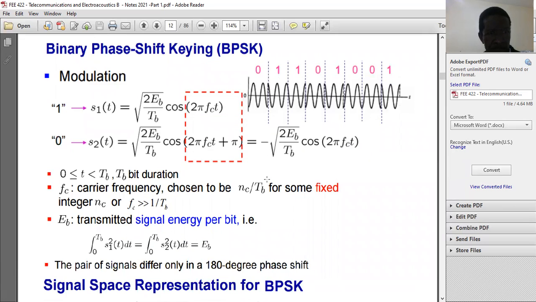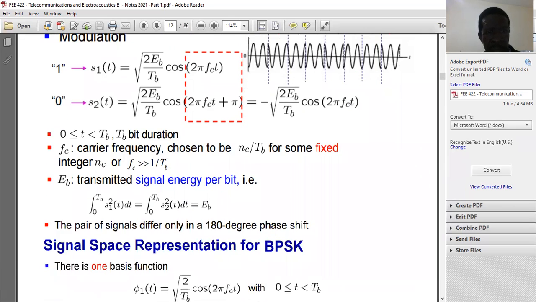TB is the bit duration. FC is the carrier frequency, chosen to be some integer multiple of the inverse of the bit duration. You can either make this an integer multiple of 1 over TB, or you can make FC much larger than 1 over TB. Either way, this is fine.